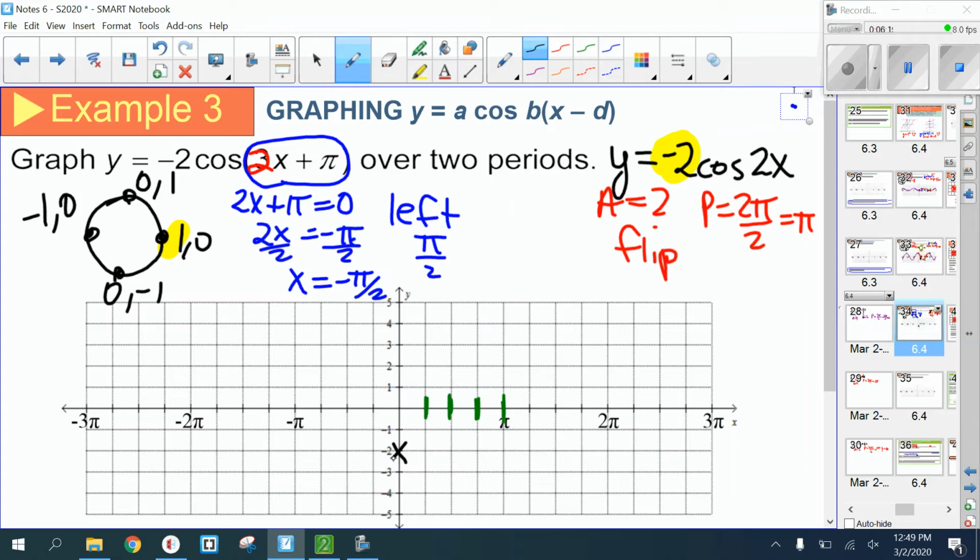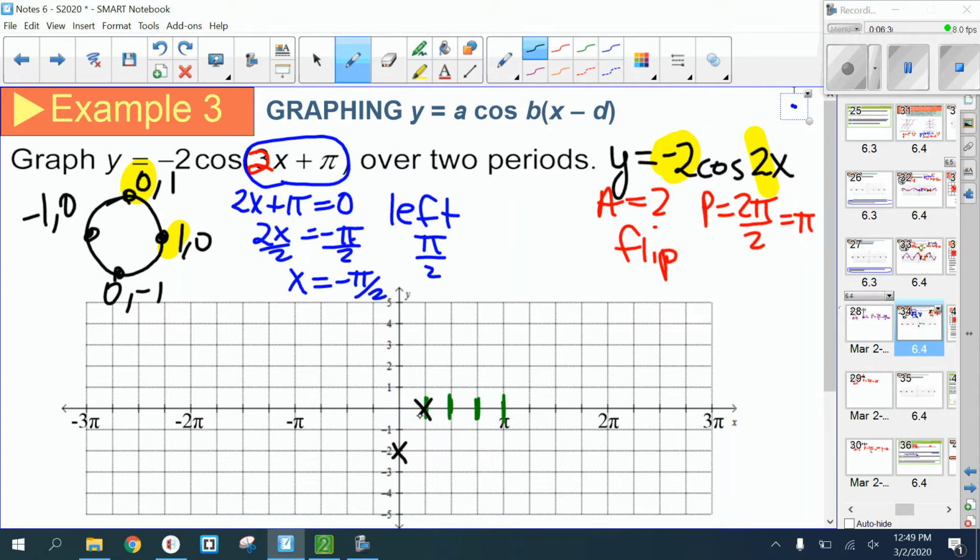The next number, it's actually pi over 4. This angle right here is pi over 4. That's what you'd plug in. But times the 2 is going to take me up to pi over 2. That's how that's going to work, but we're getting 0 times the negative 2 is 0.